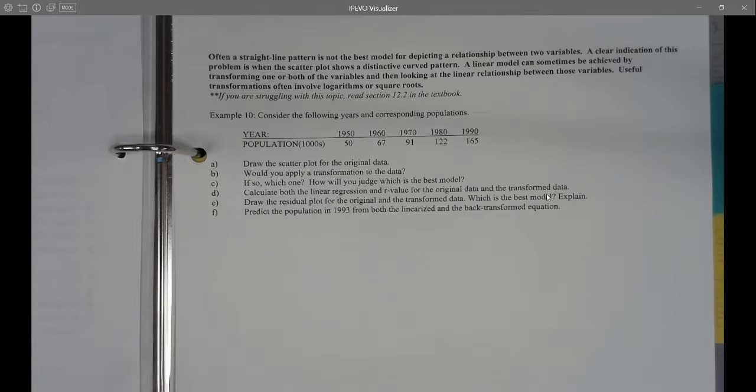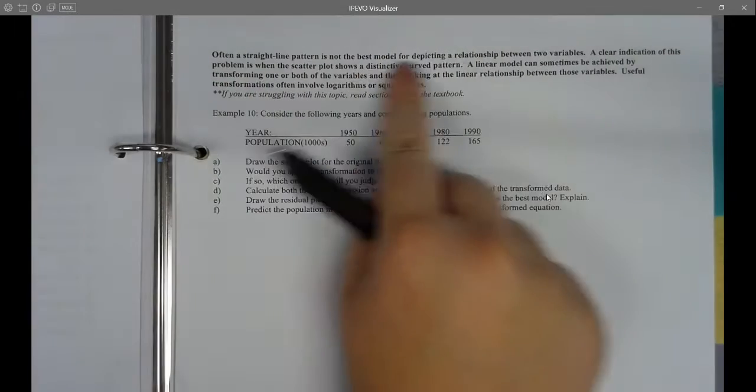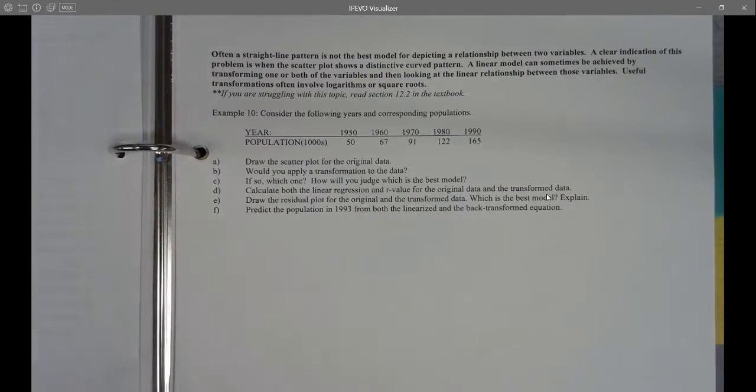So we have talked a lot about linear data. And we know that a scatter plot, a line of best fit, only works when we have a linear model that we are modeling here. However, often a straight line pattern is not the best model for depicting the relationship between these two variables. We talked about a curved graph, and this problem is really indicated by a distinct curved pattern in our scatter plot.